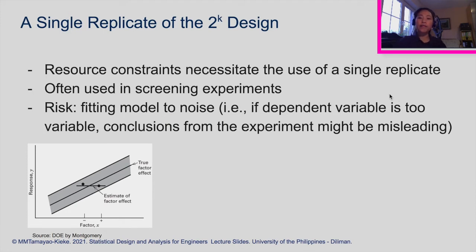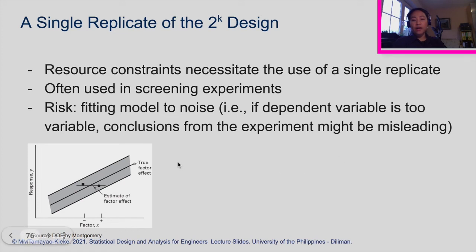Now, in the case where we have only a single replicate of the 2 to the k design, we have to adopt a different model. This happens when your resource constraints necessitate you to stick with a single replicate, and this is often used also in screening experiments. However, there is a risk: that you fit the model to noise. That is, if the dependent variable is too variable, the conclusions from the experiment might be misleading.